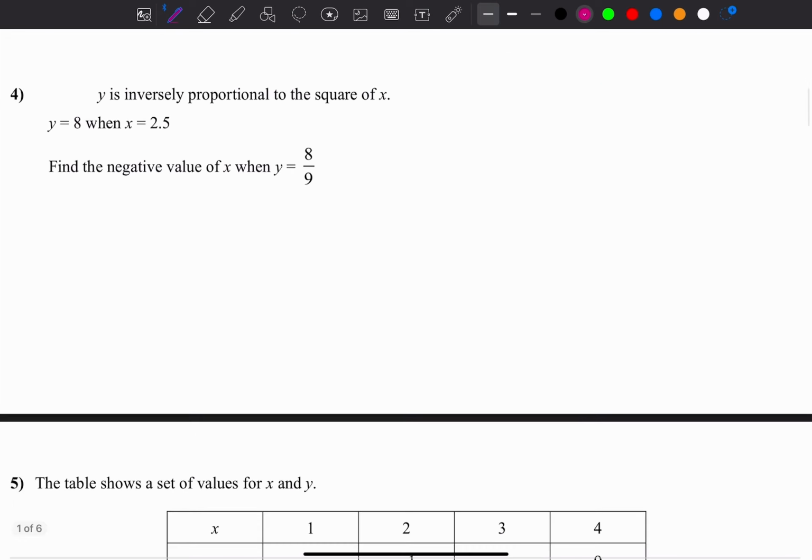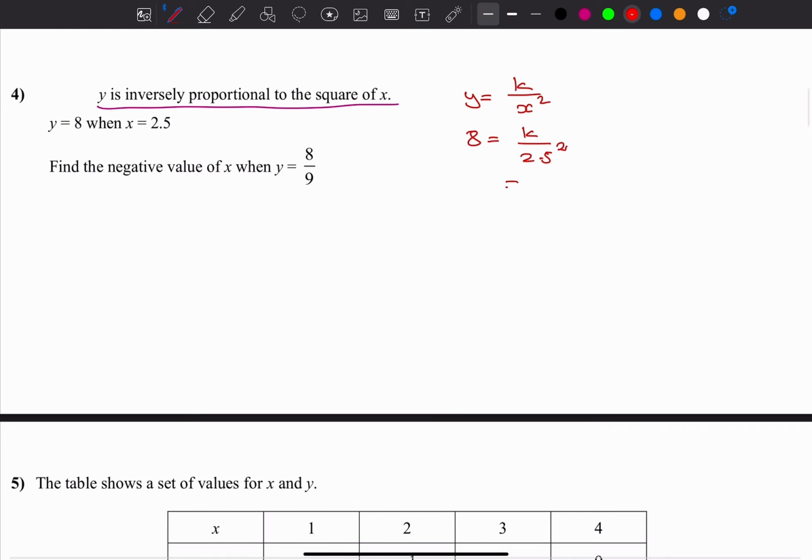Okay. Y is inversely proportional to the square of x. So y equals k over x squared. What are the numbers? Y is 8 equals k over 2.5 squared. I'm not going to work out what 2.5 squared is, I'm just going to multiply it over here. What is k then? It will go 8 times 2.5 squared, which will give you 50. Then y equals 50 over x squared.